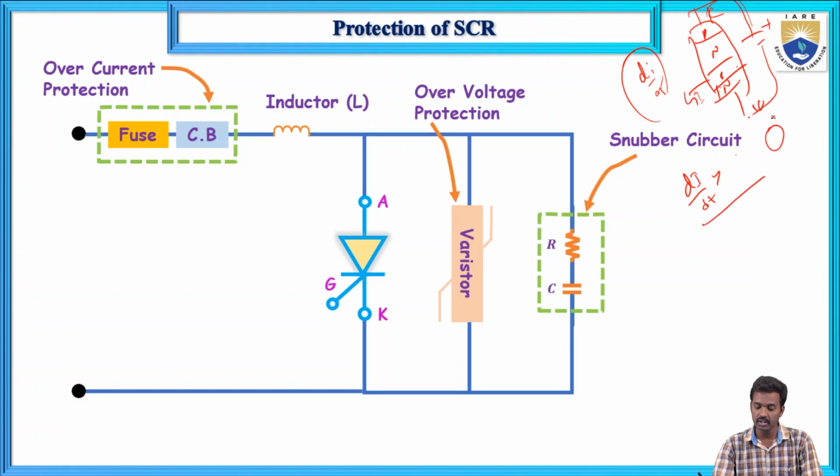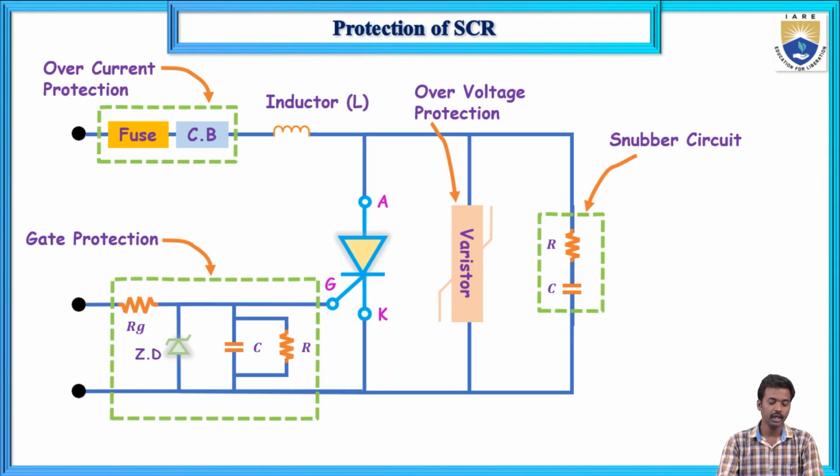Hot spots will damage the thyristor. So using an inductor does not allow sudden changes in currents, di/dt. di/dt means rate of change of current. Using an inductor, we can protect this SCR from di/dt values.